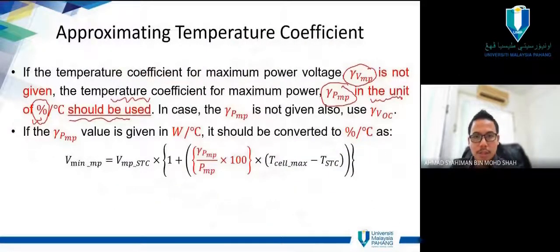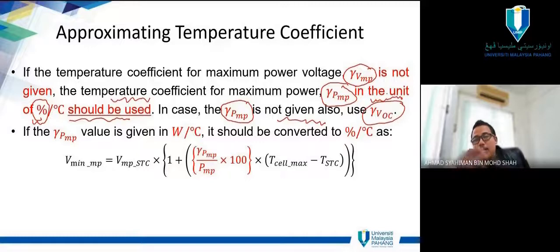So, in the unit of percentage it should be used. In case the gamma PMP is not given, then use VOC. There are some data sheets that only give you the ISC and VOC for the temperature coefficient. There are some modules like that. So at that time, we just take the VOC. It means the worst case, which is very harsh, so use VOC.